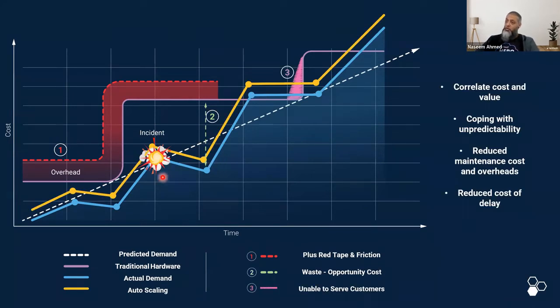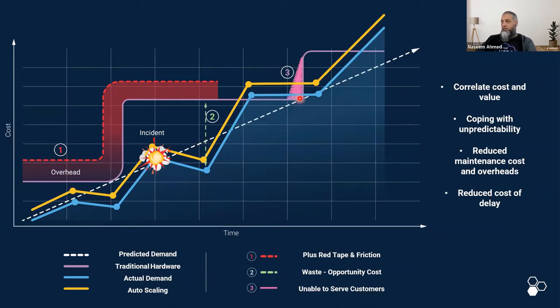Now, when you're looking at a cloud environment and you look at the concept called auto-scaling, auto-scaling allows you to track your demand very, very closely. So as the demand goes up, you increase the infrastructure. As it goes down, you decrease your infrastructure.